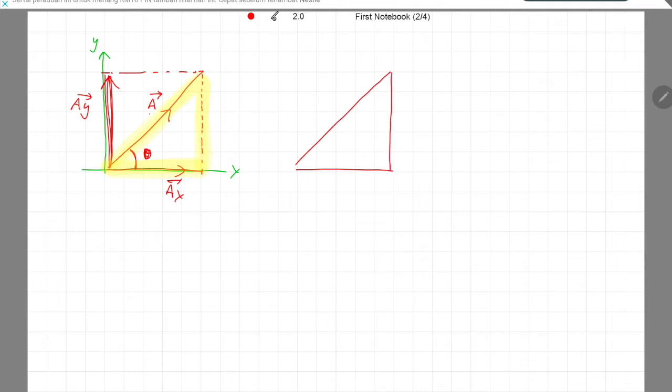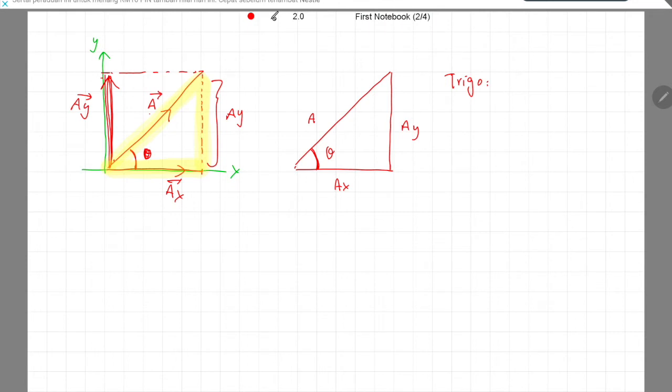And something like this. We know that the angle over here is theta, and then let's take the magnitude of vector AX to be AX, and the value over here, this AY, is actually the same as the opposite side. So this is our AY magnitude, and this would be our A magnitude.